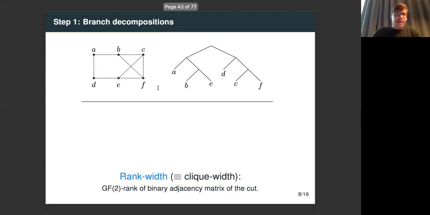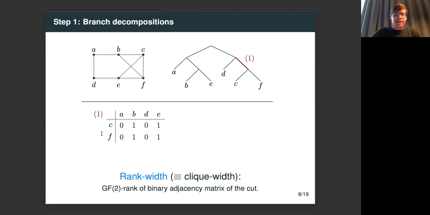Okay, so let's look at another width measure called rank width, which is computed as the GF2 rank of the binary adjacency matrix of the cut. So I adjusted the graph slightly so that the example becomes more interesting. So let's look at it again at the same cuts.